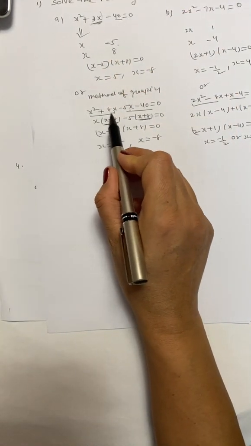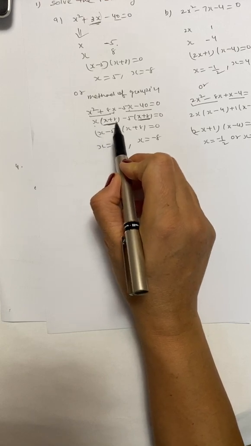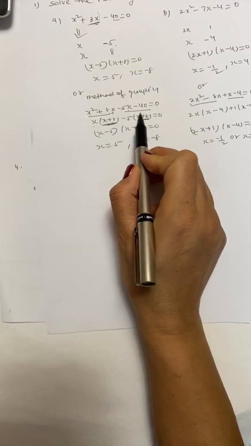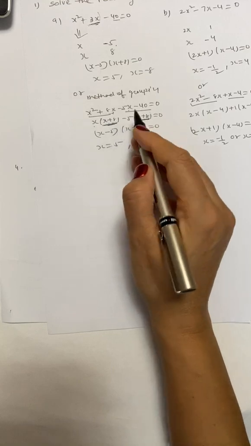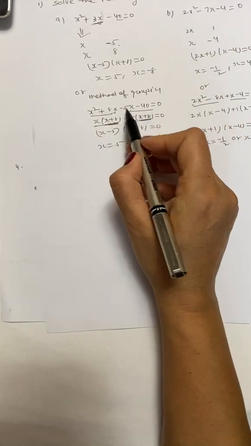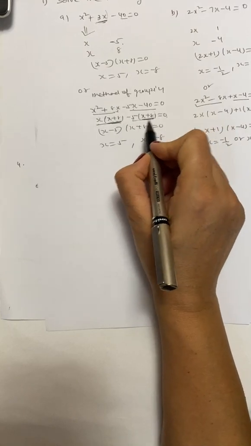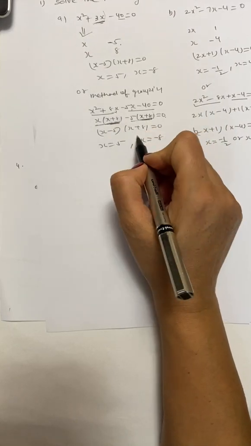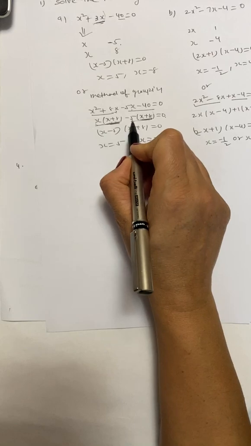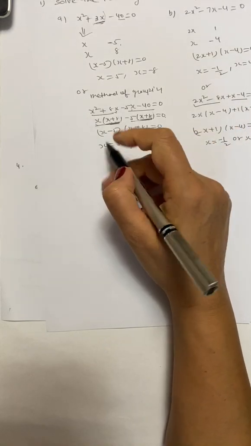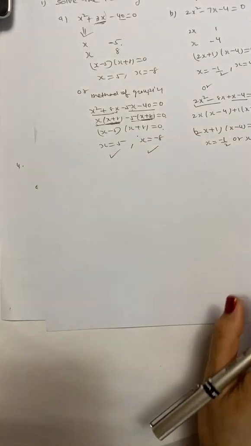From the first and second terms, x is common, so you get x plus 8. Now I want this bracket exactly the same as x plus 8, which means here I have to take negative 5 common. So x plus 8 is 0. Now from this one, again, x plus 8 is common, so then you have x minus 5 in the bracket, which is equal to 0. And you get x is 5 and x is negative 8.